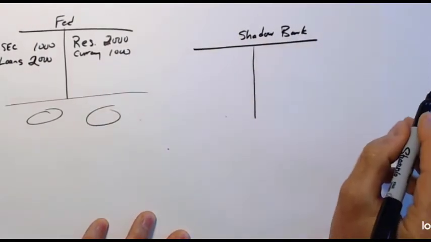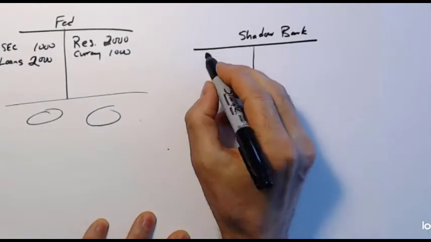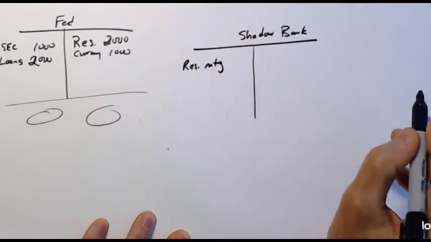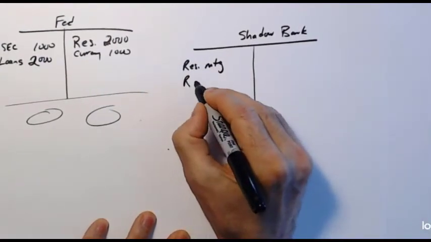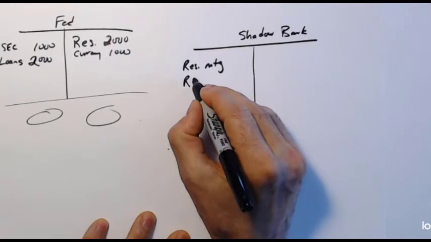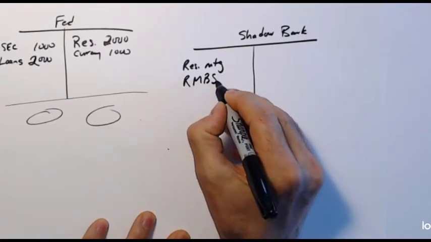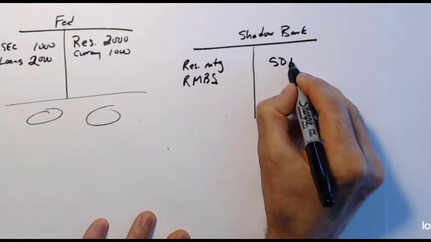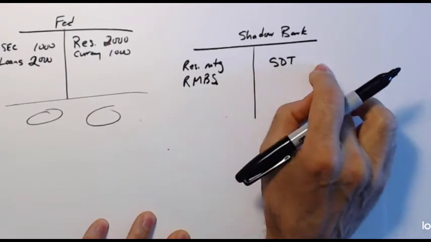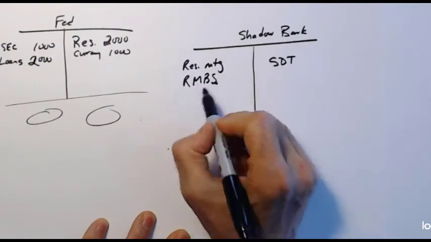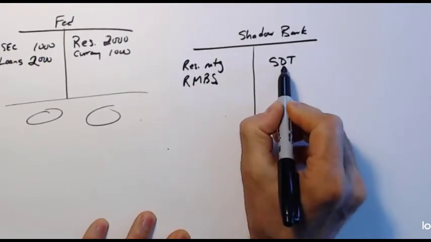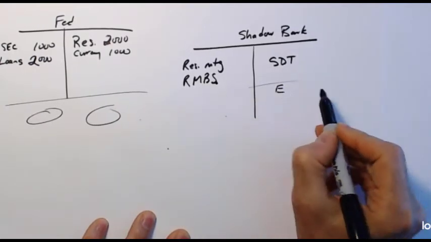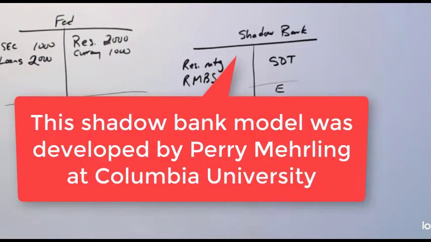A shadow bank invests in residential mortgages, and I'll explain that in a second. They convert these residential mortgages into residential mortgage-backed securities. They issue short-term debt loans to fund this. So where do they get the money to buy all these mortgages? Well, they issue short-term debt. And obviously they have equity, right? But now let's look at this a little carefully.